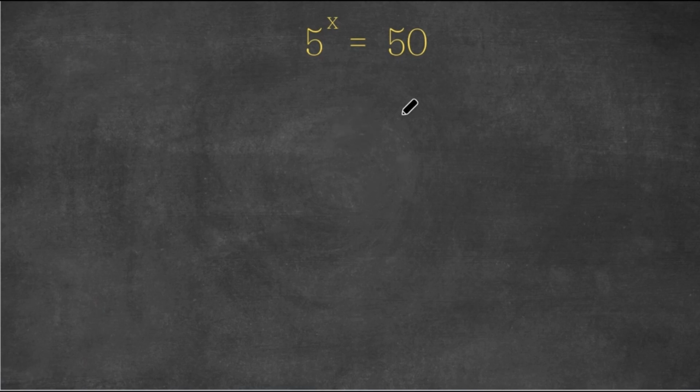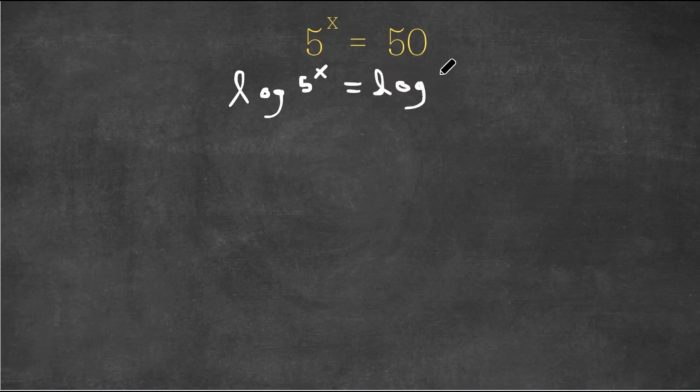In today's video, I'm going to be teaching you guys how to solve this exponential equation. So we have 5 to the power of x is equal to 50. So what I'm first going to do is I'm going to take the log on both sides. So now I have log 5 to the power of x is equal to log 50.